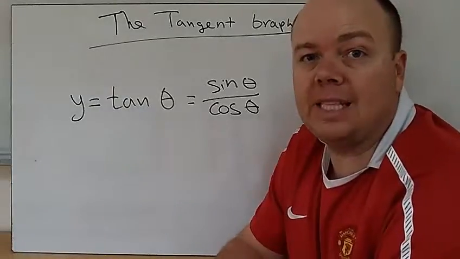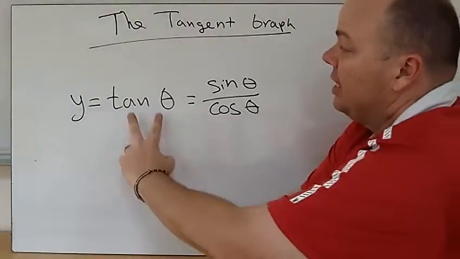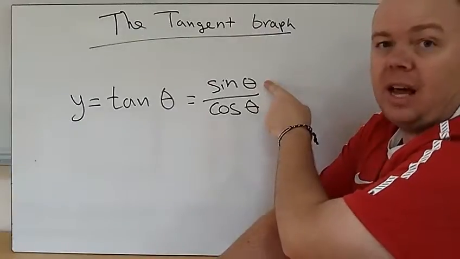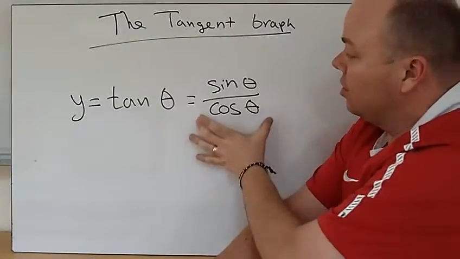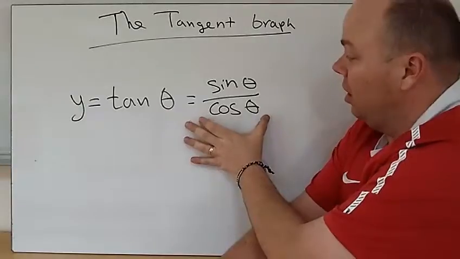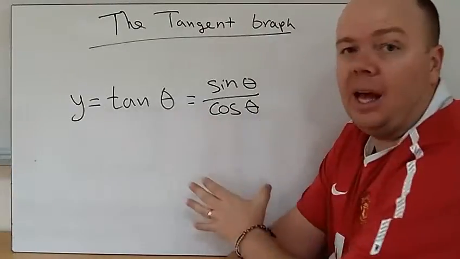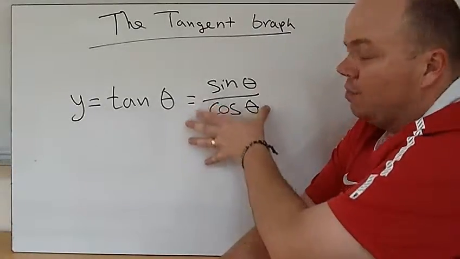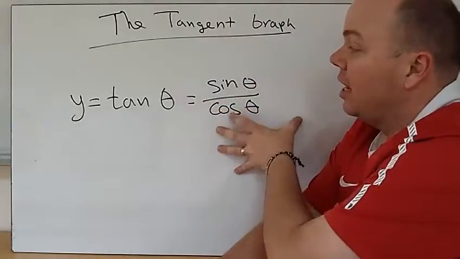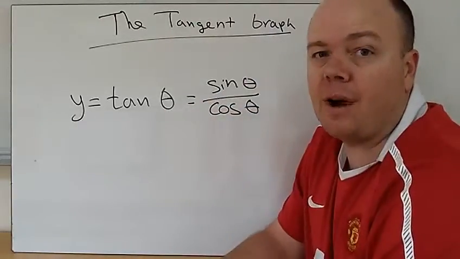Okay, in this video I'm going to look at the tangent function. If you can remember, the tangent function is equal to the sine over the cosine. So there's a very close relationship between the sine and the cosine and the tangent graph. Certain properties that happen in the sine and the cosine affect how the tangent graph will appear.